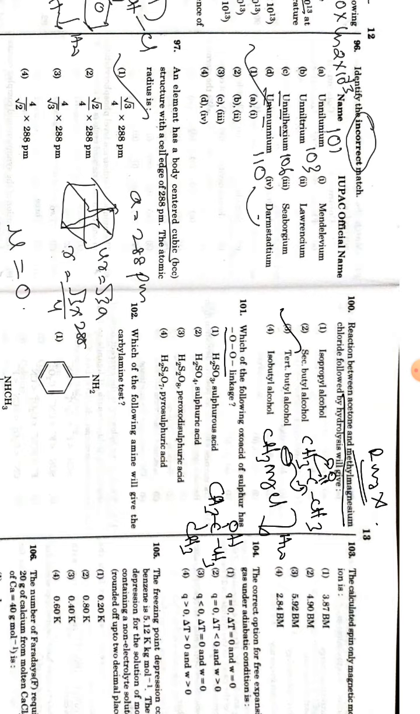Which of the following acids have peroxy linkage? The name itself, OO linkage, is peroxy linkage. You need not learn it by heart. Here it is peroxodisulfuric acid. You can do it directly.